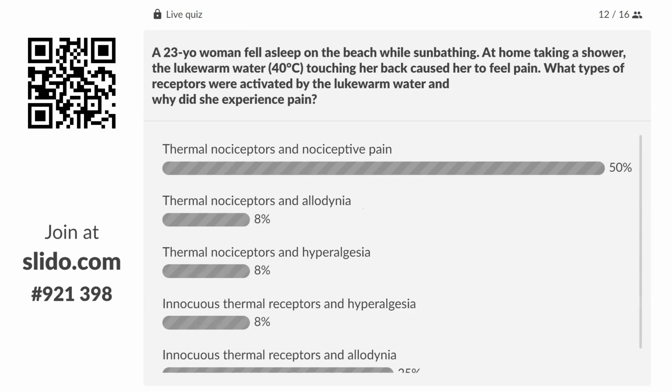So 50% answered thermal nociceptors and nociceptive pain. Some answered thermal receptors and allodynia, some answered thermal receptors and hyperalgesia, innocuous thermal receptors and hyperalgesia, innocuous thermal receptors and allodynia. So what's the correct answer? The correct answer is innocuous thermal receptors and allodynia. Innocuous thermal receptors refer to the normal thermal receptors.